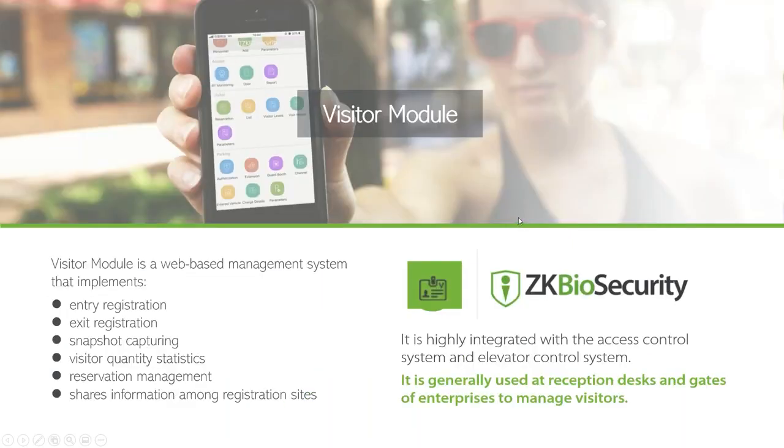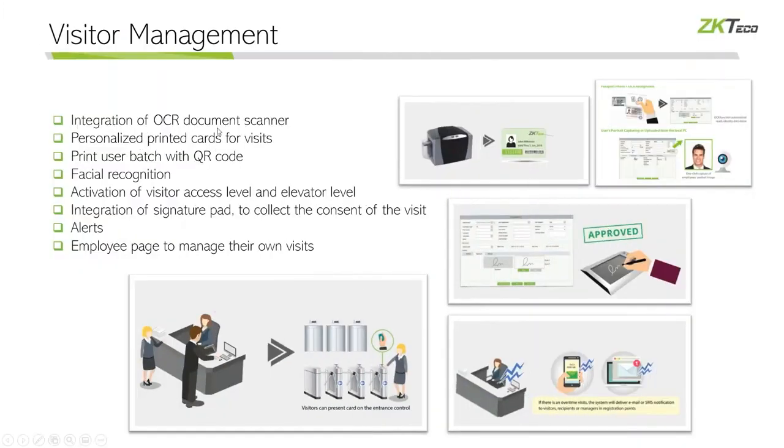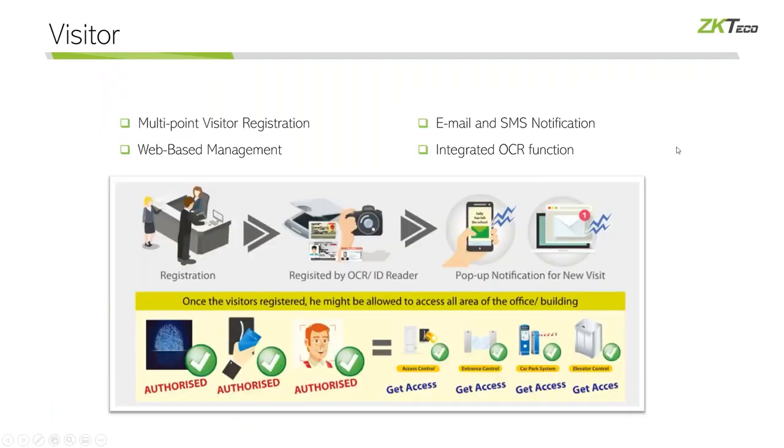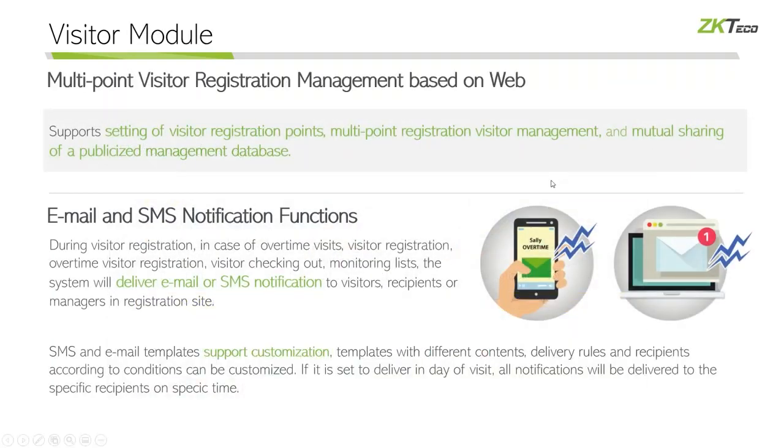It's a visitor registration. We have the integration of OCR documents, you can personalize printed cards for visiting, batches of QRs, facial recognition, QR recognition, which doesn't appear here, but it's important. Activation of visitor access level and elevator level, so it's linked to the access module and to the elevator module. Multiple points, functions we have. You will have this later in this presentation, as I've already seen.